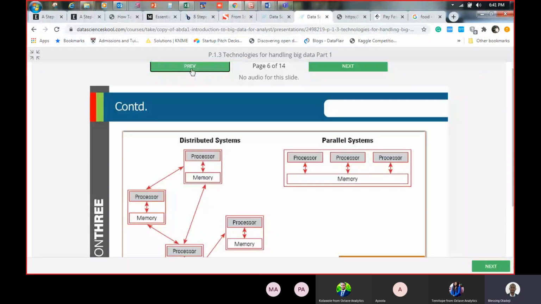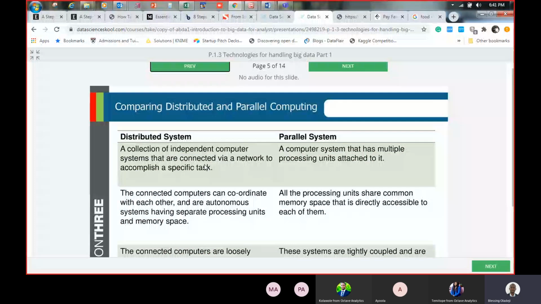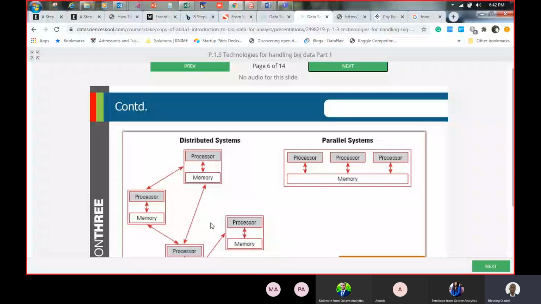So distributed computing is a collection of computers that are interconnected, while parallel computing is maybe just one single computer that has multiple processors. Distributed computers can coordinate with each other and they are autonomous. So what that means is that, in this distributed network, if you disconnect one of these computers from the network, this one unit can operate independent of every other one. And it can also operate together with everything. So it's independent and it can also work together with every other one.